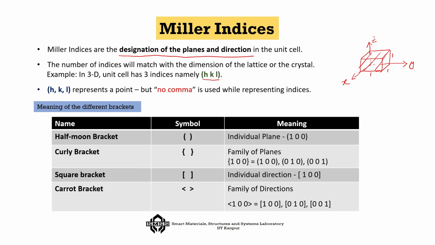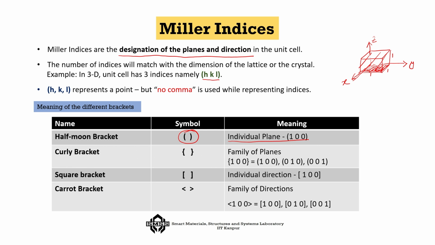a point. Another important thing we have to keep in mind is that if it is a half moon bracket, that would always mean that we are indicating an individual plane, like 1 0 0. So, that means x is 1 along this, and then y is 0, z is 0. So, this is an individual plane, this plane. That is the significance of the half moon bracket.